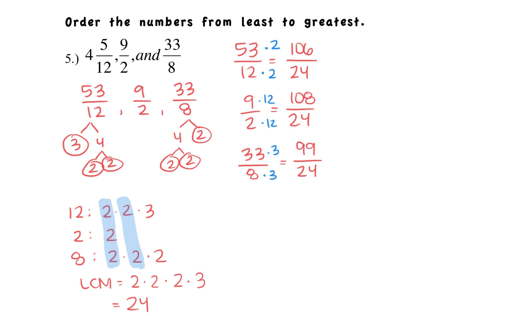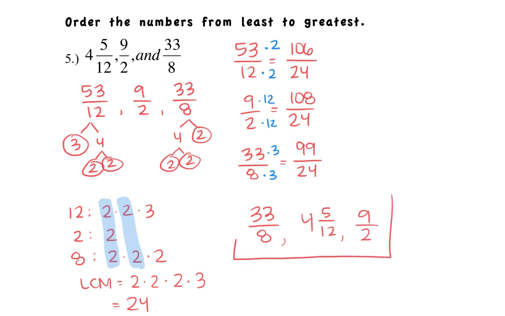So now it is much easier for me to compare and put these in order from least to greatest. So I'm just going to make my list here. The smallest one is 33 out of 8. The next smallest one is that 4 and 5/12, which I had turned into 53 over 12. And the biggest one is 9 over 2. And so again, just like when you were comparing 2 fractions, you can also compare 3 or even more fractions. All you have to do is change all of those denominators to be the same so that you have equal size pieces that you are comparing.